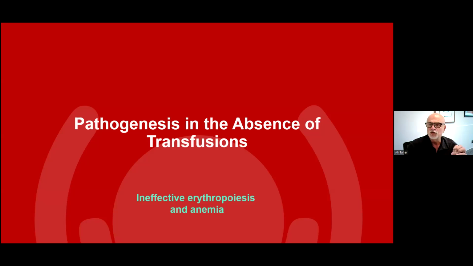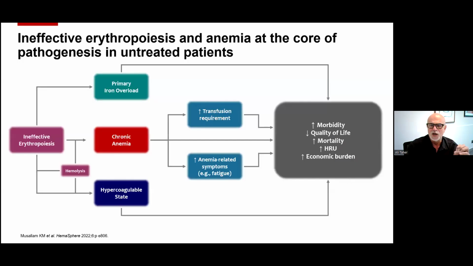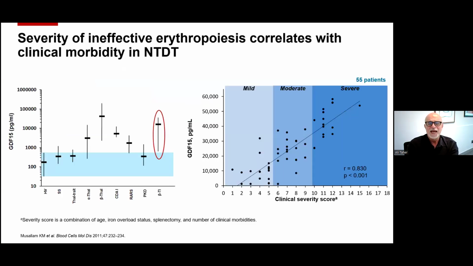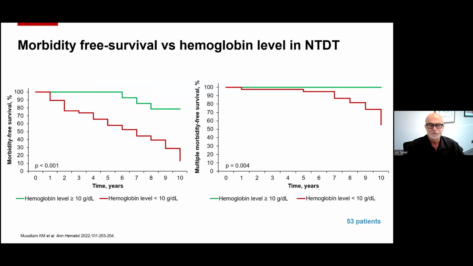So let me look into ineffective erythropoiesis that leads to anemia. This would lead to this anemia that will increase the morbidity, decrease the quality of life, increase mortality, and increase the economic burden on the government or third-party payer. And in this study that we have done some time ago, we showed that the higher the GDF-15, which means more ineffective erythropoiesis, the more severe the morbidities are.